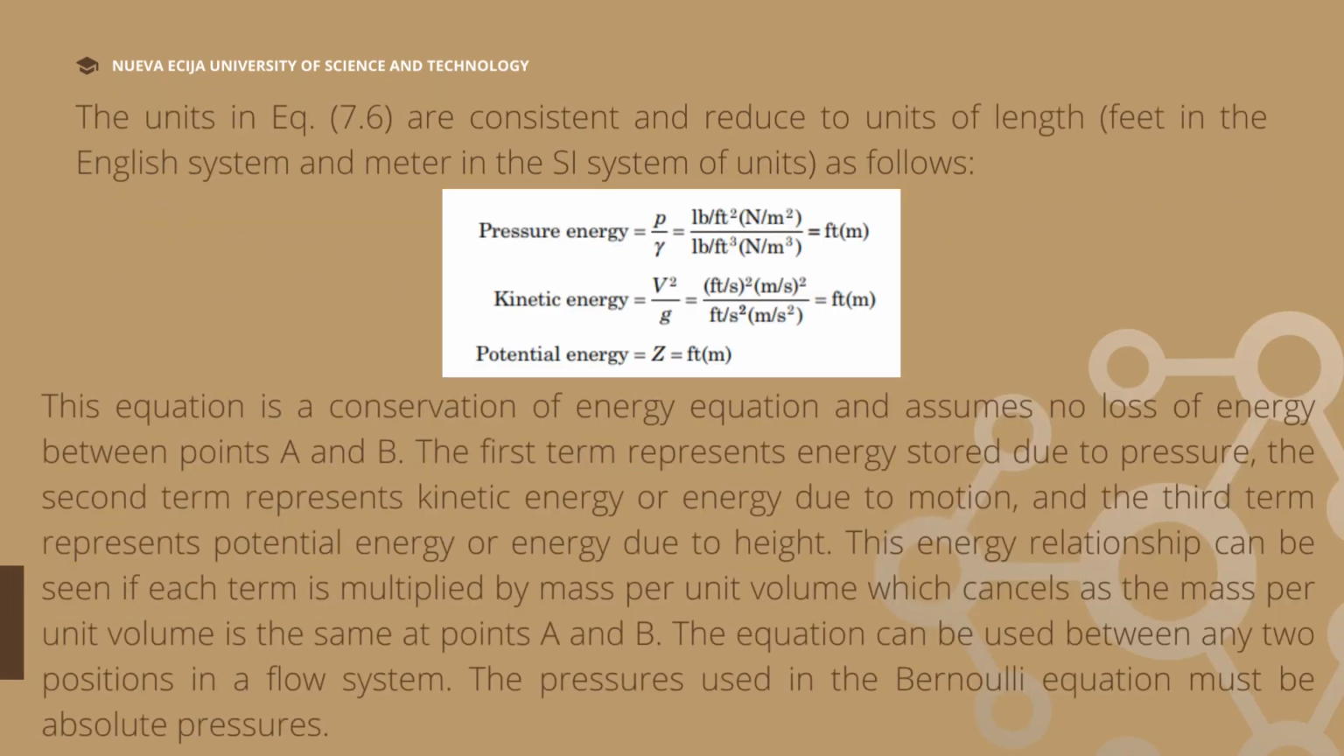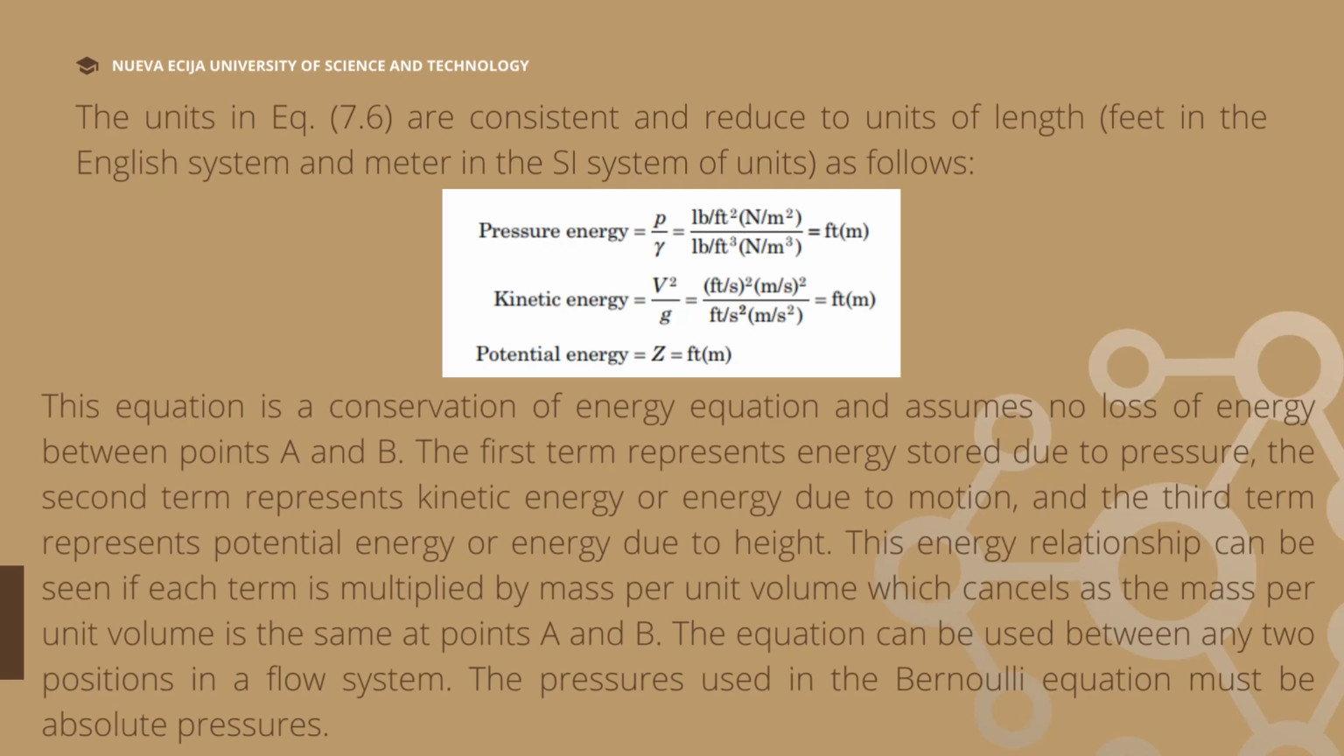The units in equation 7.6 are consistent and reduce to units of length, feet in the English system and meters in the SI system of units, as follows. This equation is a conservation of energy equation and assumes no loss of energy between points A and B. The first term represents energy stored due to pressure. The second term represents kinetic energy, or energy due to motion. And the third term represents potential energy, or energy due to height.